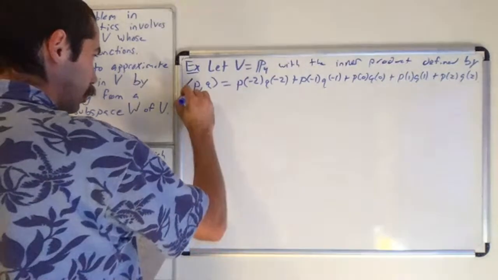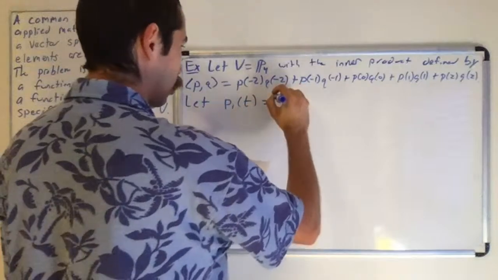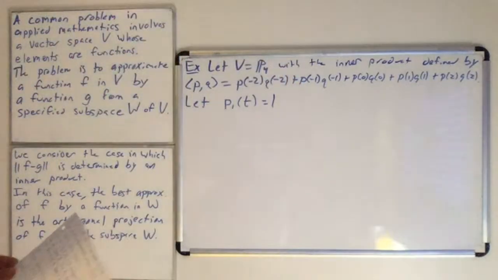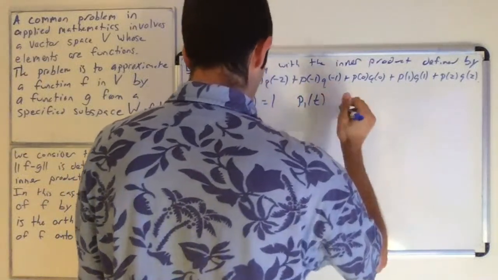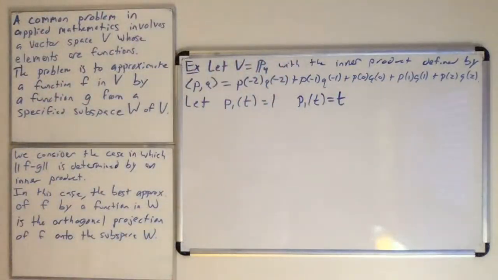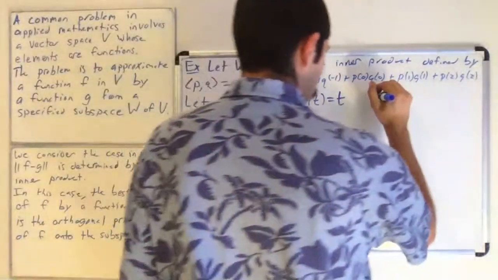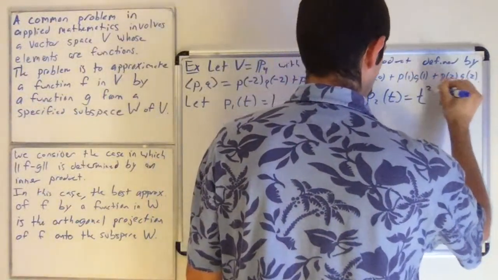So we'll let P0 of t equal the polynomial 1. This is in P4 because its degree is 0, and P4 is polynomials of degree at most 4. We'll let P1 of t equal t. And we'll let P2 of t equal t squared minus 2.